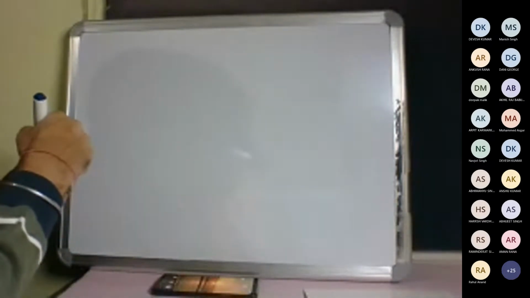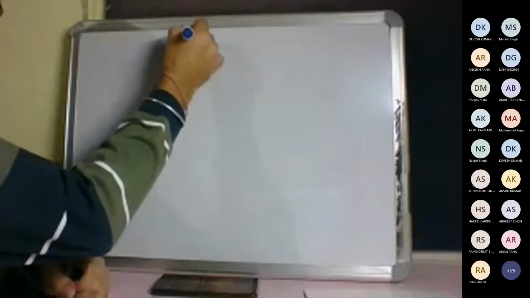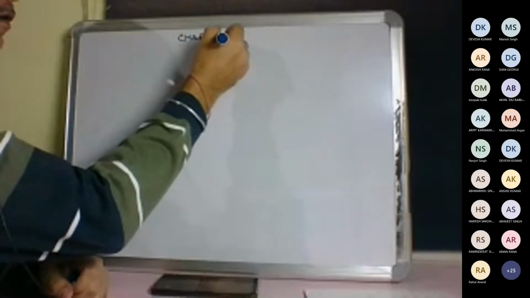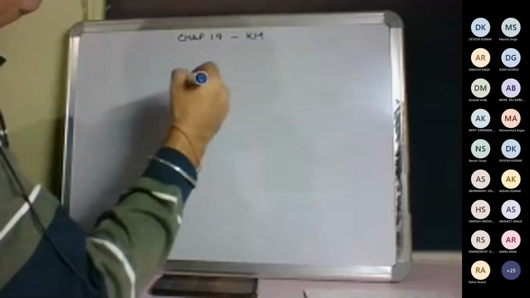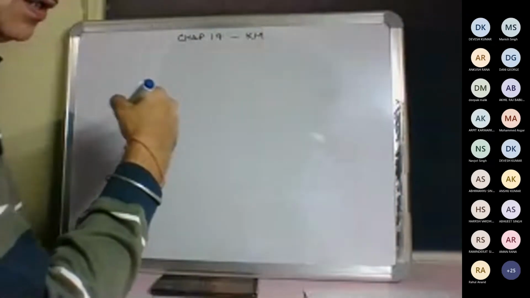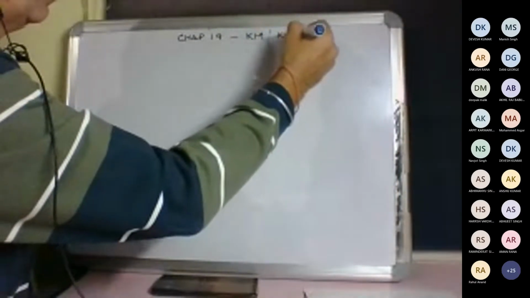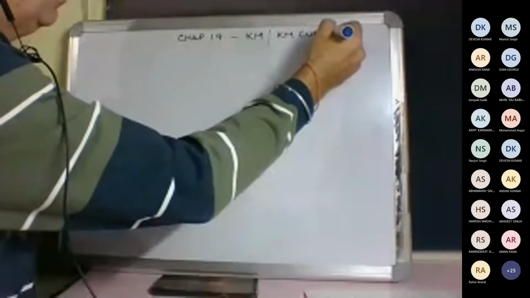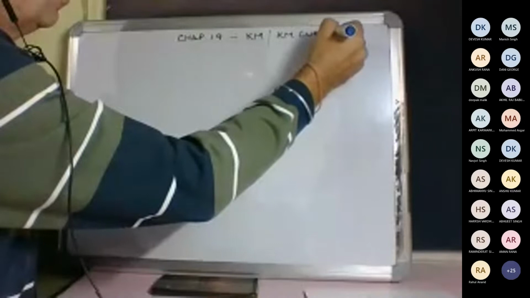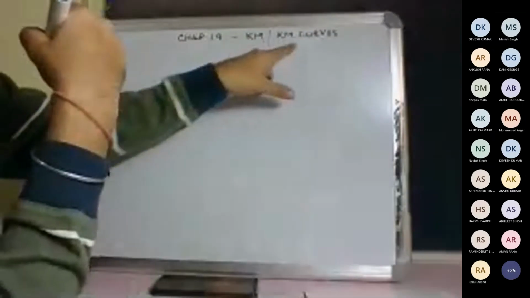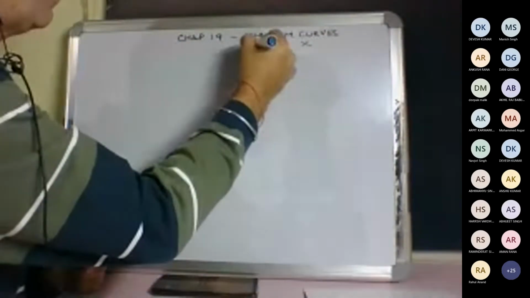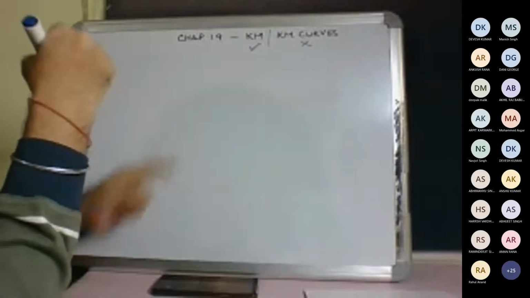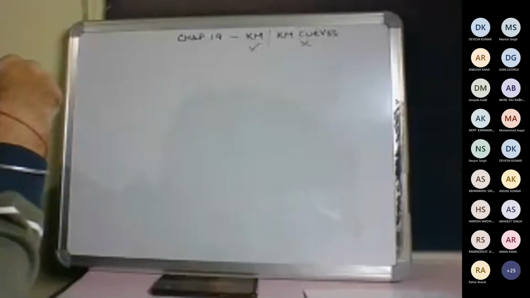Okay, so let's begin. I'm doing chapter 19 of my book, that is calculation of KM and KM curves. The KM curves are not in our syllabus, so we will not do those. But calculation of KM is very much in our syllabus, so we'll concentrate on calculation of KM.